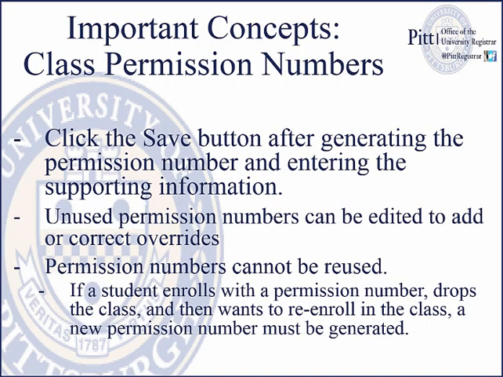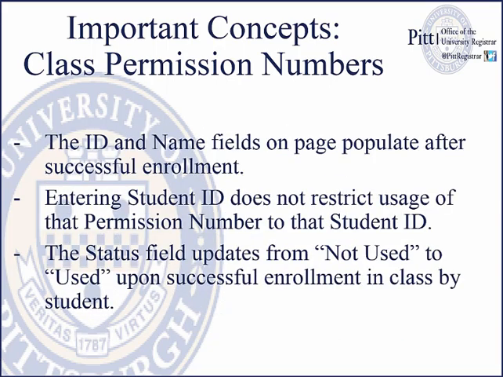Permission numbers cannot be reused. If a student uses a permission number to enroll in a class, but then drops the class, a new permission number must be generated in order for that student to re-enroll in that class. The ID and name fields will be populated when a permission number is successfully used by a student. Although the student's ID is entered at the time the permission number is issued, the number is not restricted to that student. This field is for tracking purposes only. The status field updates from not used to used upon successful enrollment in a class by a student.